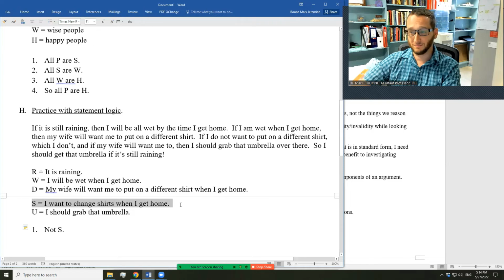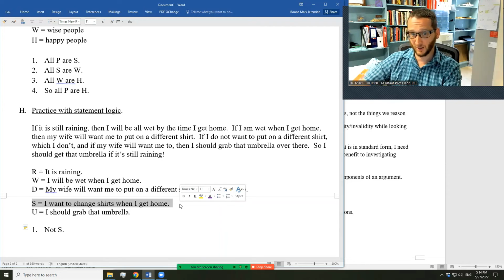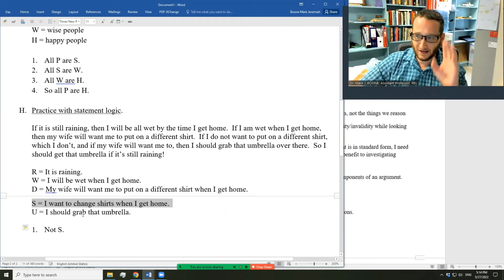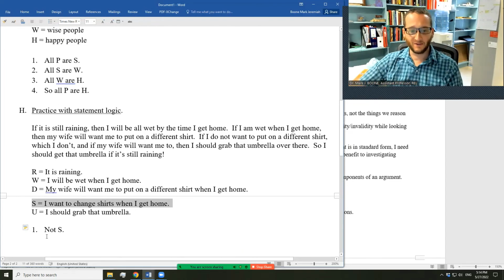because we want to symbolize the statements that are not made of any other statements. And the statement, I do not want to change my shirt when I get home, is made of the statement, I do want to change shirts when I get home. There's the statement, I want to change shirts when I get home, and then there's its denial. The denial is made of the other one, but not so much vice versa. Okay, so now that's one of our premises.